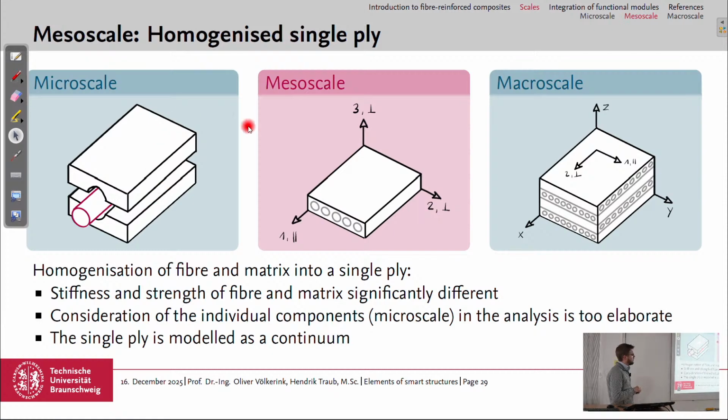So without going into detail into the equations, we are now on the mesoscale, having our properties for the single ply. And now the question is, how do we go to the macro scale?